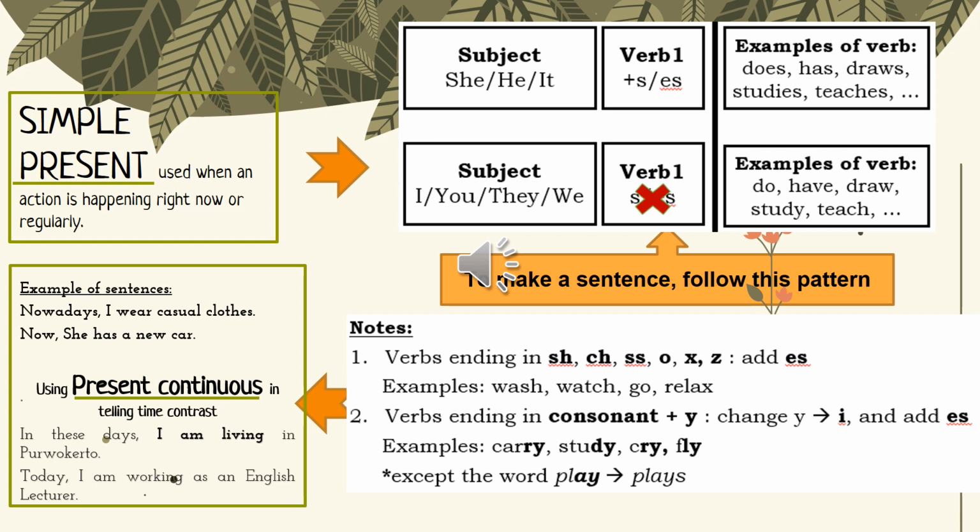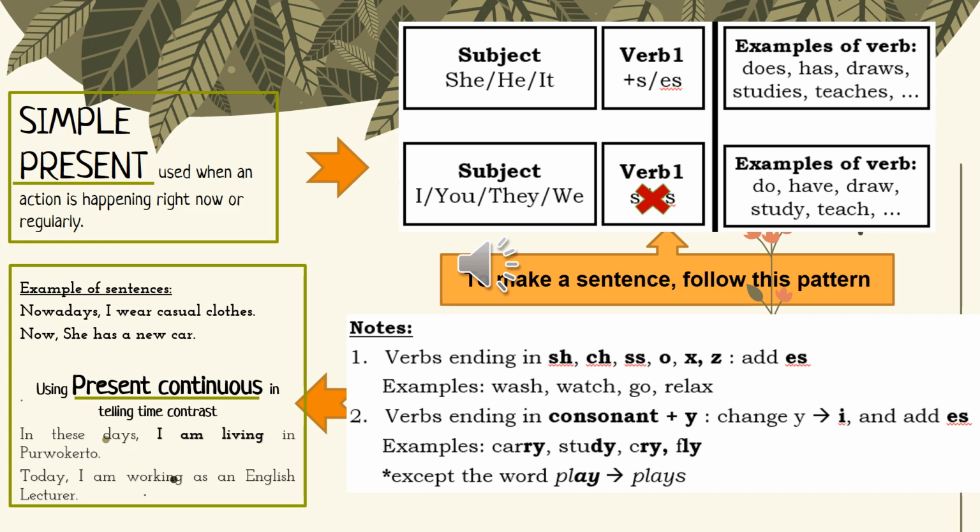But when we want to make a sentence that starts with the subject I, you, we, they, we do not need to add s on the verb. For example here: do, have, draw, study, and teach. You also have to note two important things.